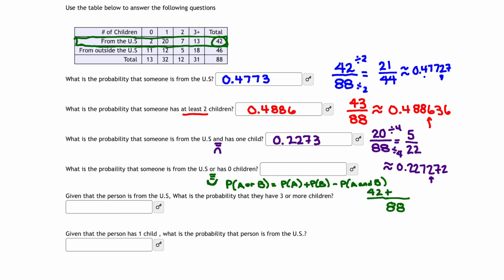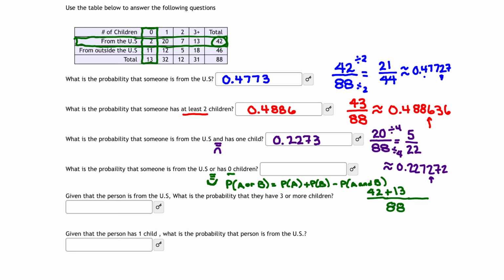I'm going to add to that the number of people or possibilities of 0 children. So 0 children is this guy right here, 13. So there's 13 possible people that have 0 children. Now we have to subtract off any intersection because we don't want to double count. And double counting means we've counted it twice, right?